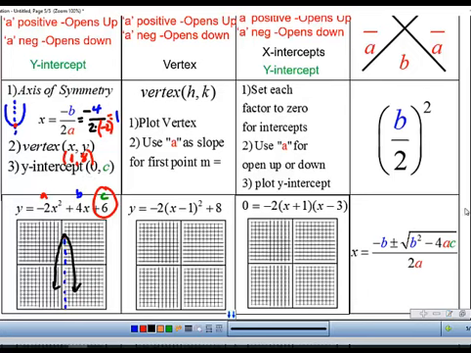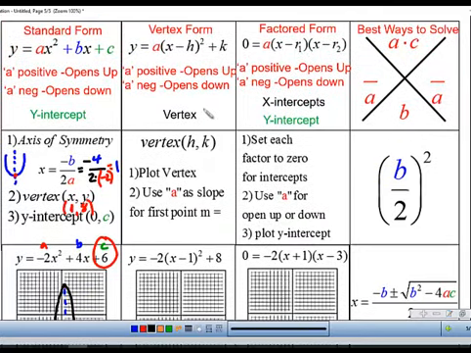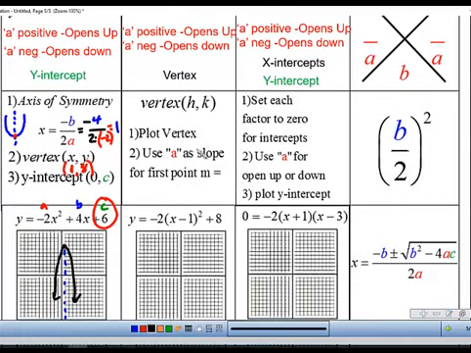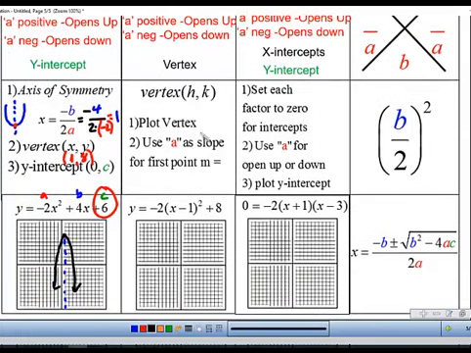All right, so next what we're going to do is we're going to look at vertex form. And vertex form, obviously it's going to give us a vertex. So first thing we're going to do is we're going to plot the vertex, and then we're going to use the A as a slope. Now you got to be careful with using the word slope with quadratic because it doesn't technically have a slope, but the first value from the vertex, you can use it as a slope. So I'll show you what I mean there, okay? See how it says first point.